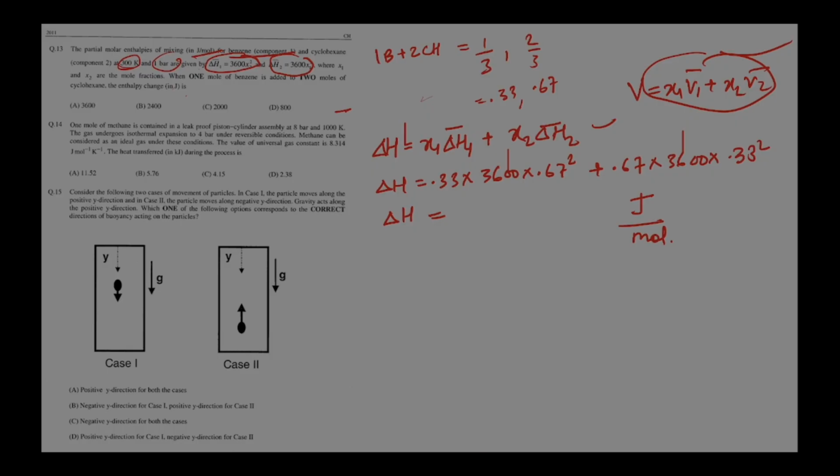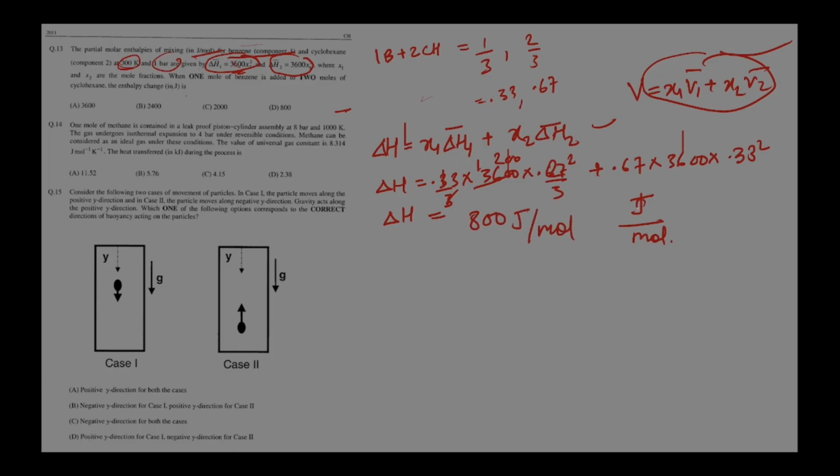0.33 into 3600 into 0.67 square plus 0.67 into 3600 into 0.33 square gives 795.96. So around we'll take 800. Okay, why are we taking 800? Because if I put 1 by 3 here, then 3 1 just 3, 3 2 just 6, and 2 by 3 here, so it will come around 800 joule per mole.